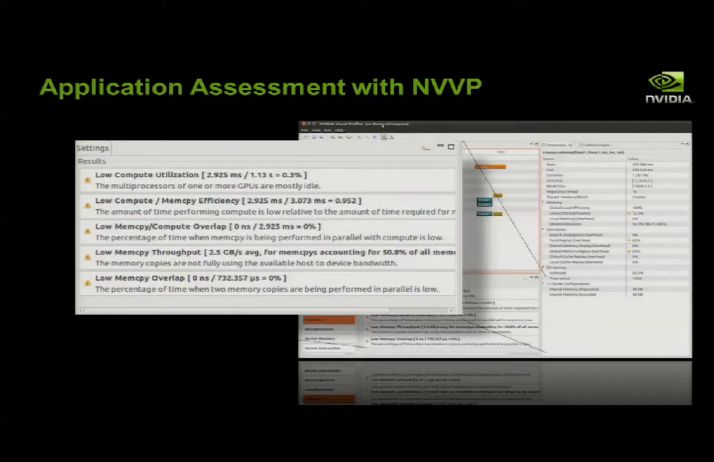So for this particular kernel, it has given us a range of pieces of information. It said that there is low compute utilization. The GPU is mainly idle. So that's a global view problem that has been identified. It's not an individual kernel problem. But then we also have a low compute to memcopy efficiency. So we spend a lot of time moving data between host and GPU and not a whole lot of compute there. And we don't have a lot of overlap, and so on.